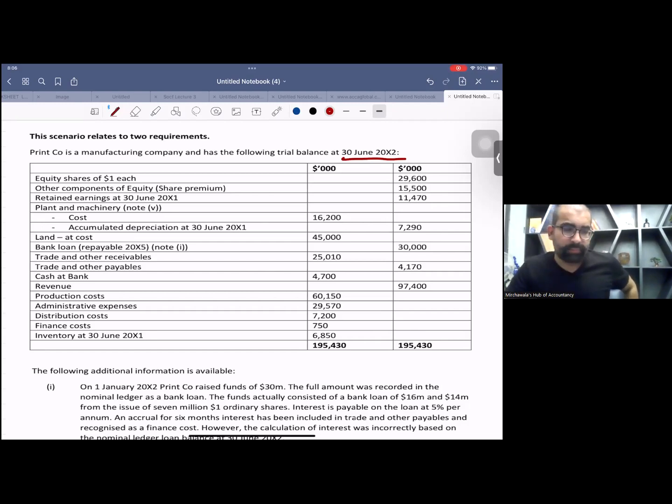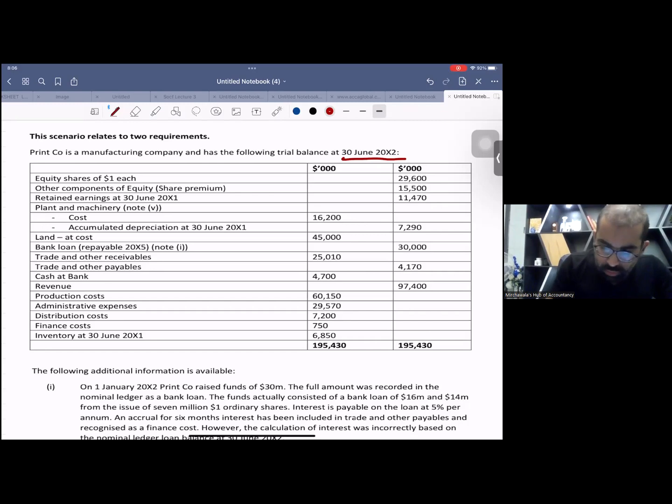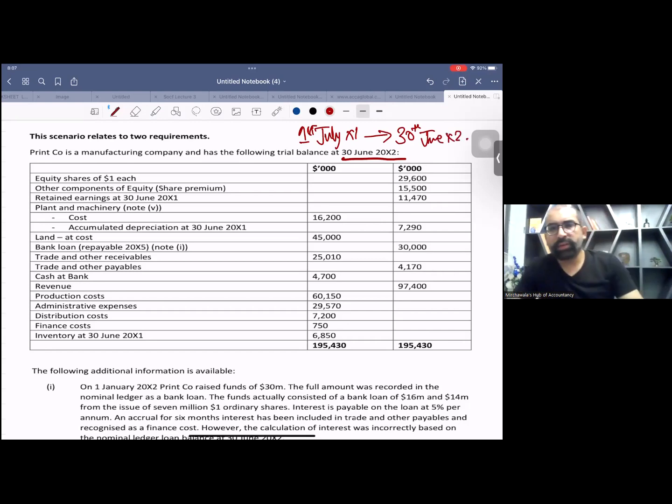Your accounting period is ending on 30th June X2. That means 1st July X1 is the beginning of the accounting period. Your accounting period is 1st July X1 to 30th June X2. Okay, this is your accounting period.